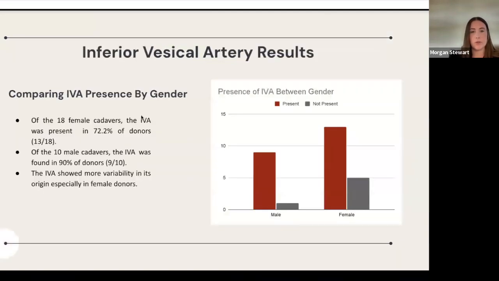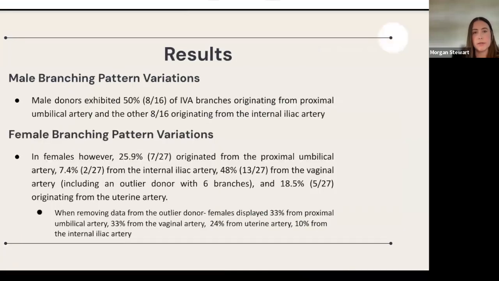Moving on to the inferior vesical artery results, we have the differentiation between sex. Of 18 female cadavers, 72% of the donors had a present inferior vesical artery. And 10 male cadavers showed 90% presence of the inferior vesical artery. The IVA obviously had a little bit more variability, and that's known in the literature as well. And the results for the origin arteries were a little bit shocking. So let's get into that.